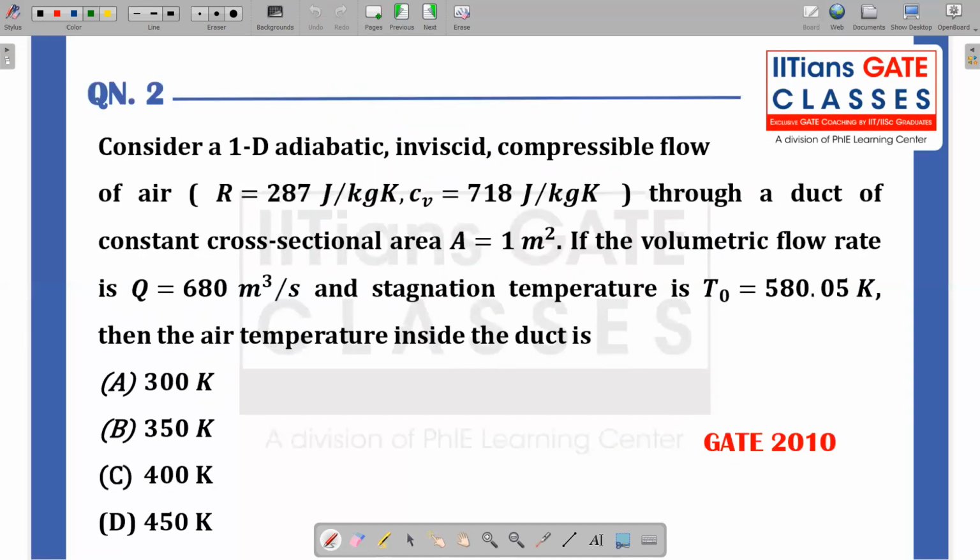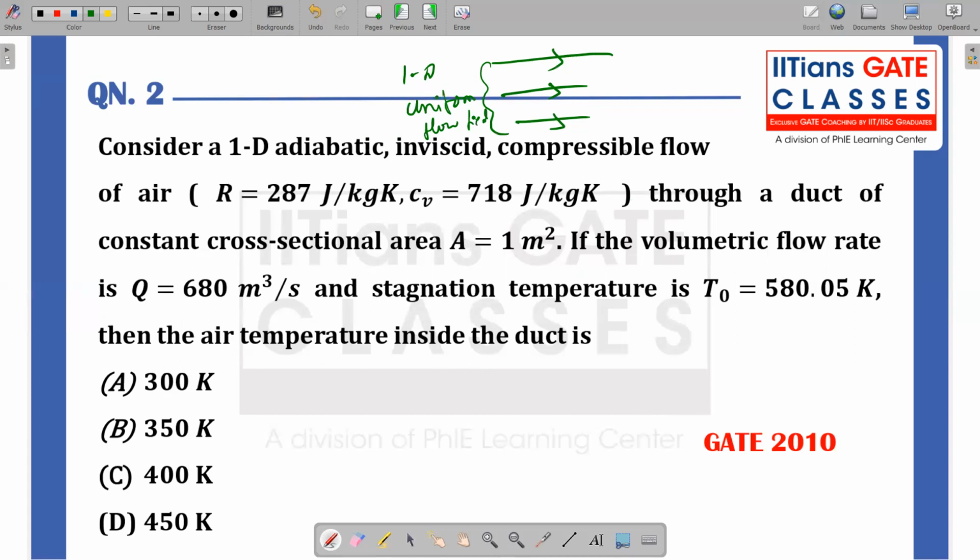So let us take one more example based on stagnation properties. Consider a 1D adiabatic inviscid compressible flow. The moment they say 1D, that means all the streamlines are originating from a uniform flow field. That is why they are calling it 1D. And all the streamlines have the same stagnation properties.